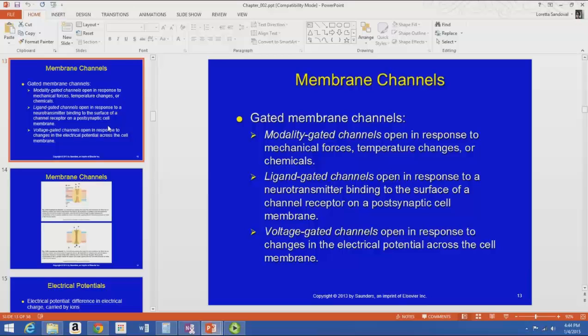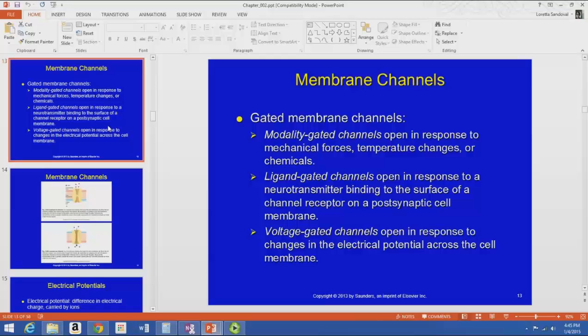Okay, so ligand-gated channels open in response to a neurotransmitter binding to the surface of the channel receptor on a postsynaptic cell membrane. So ligand means bind. And so in order to open that channel, something has to bind to it. And it's a specific thing that binds to it. Each channel is a protein that only a specific other protein can bind to activate it and open it and let those sodium ions in.